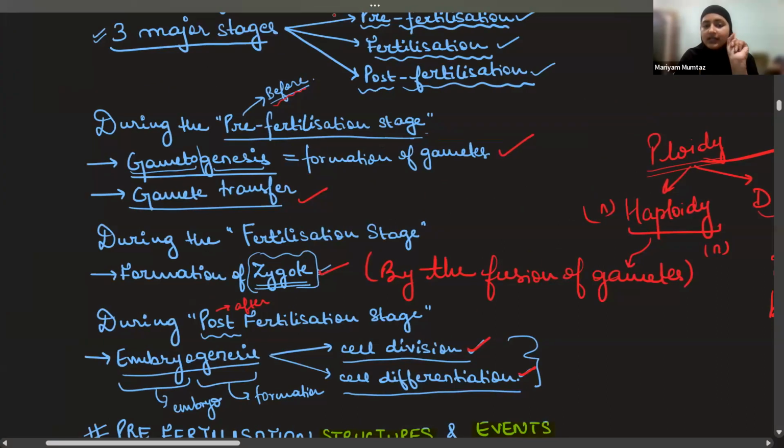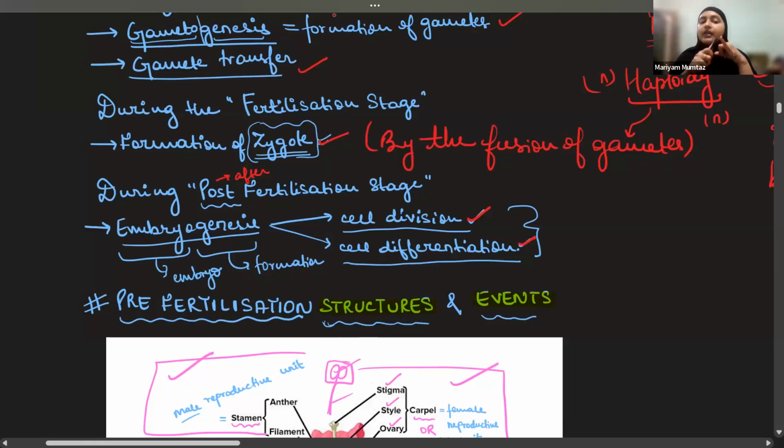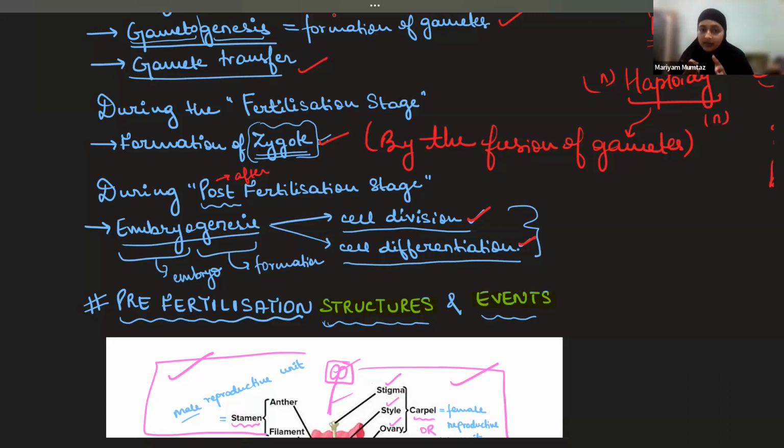So during the fertilization stage, the formation of the zygote takes place. Now, after fertilization has been done, then comes the post-fertilization stage. During this stage, embryogenesis takes place, meaning the zygote develops into an embryo. And then from the embryo, different organ formations take place, cell division takes place. All of these are the events that take place after fertilization.